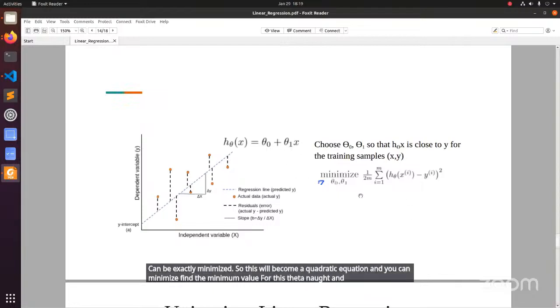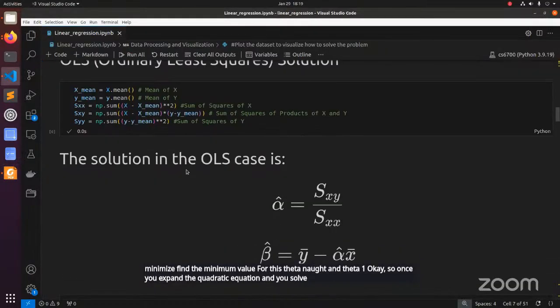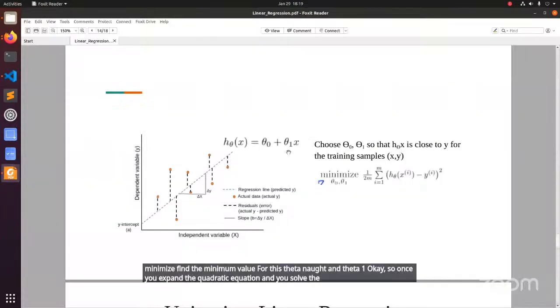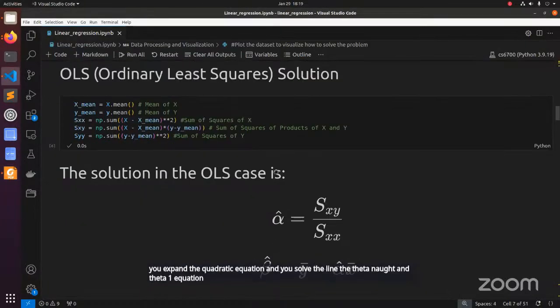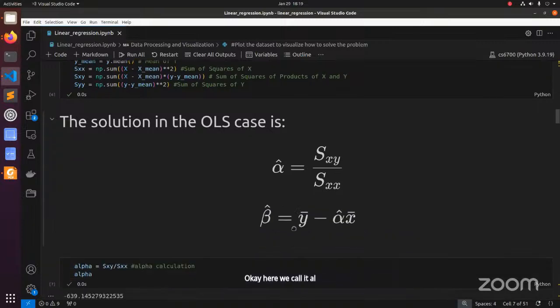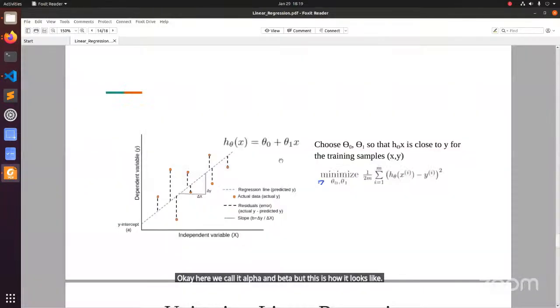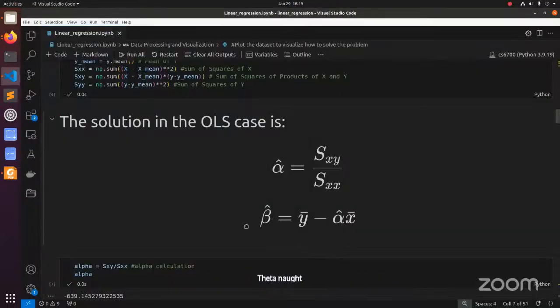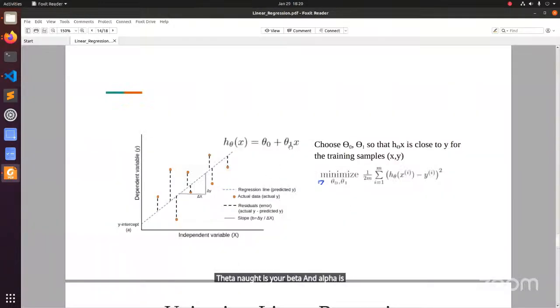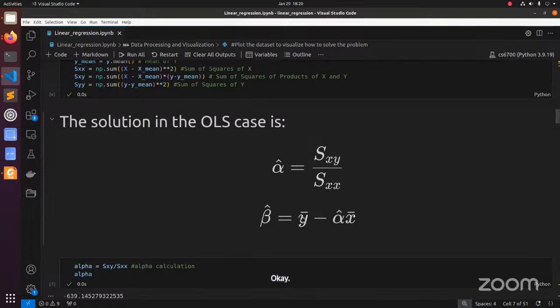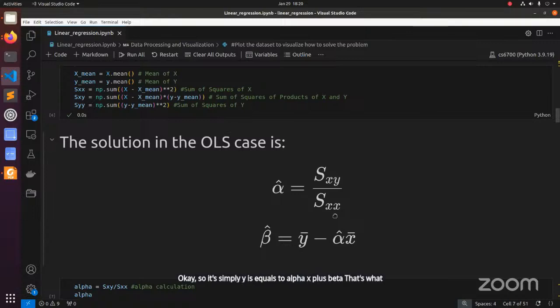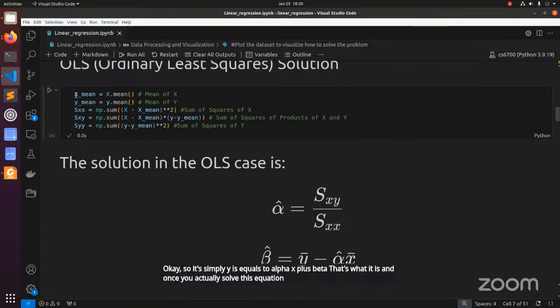Once you expand the quadratic equation and solve, the theta naught and theta 1 equation simply becomes this. Here we call them alpha and beta. Theta naught is your beta and alpha is your theta 1. So it's simply y equals alpha x plus beta.